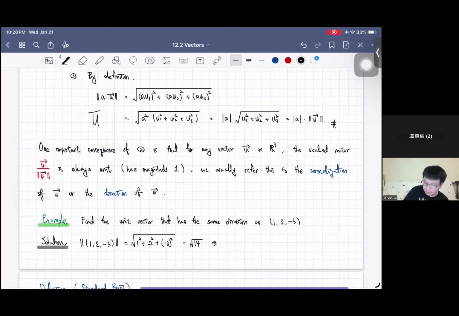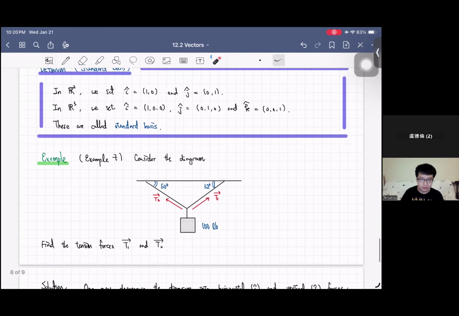So the vector that we are looking for is simply to divide each entry by root 14. Then you can compute yourself. This vector indeed has magnitude 1. Okay, it is a unit vector in our previous language. A unit vector is any vector with magnitude 1. Okay, right. So that's all for the magnitude.